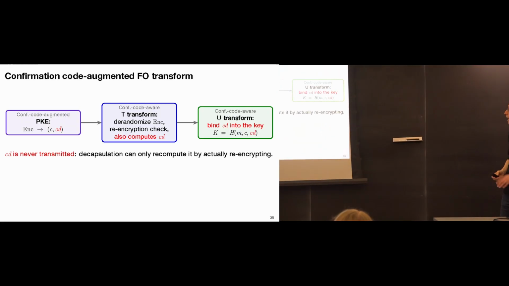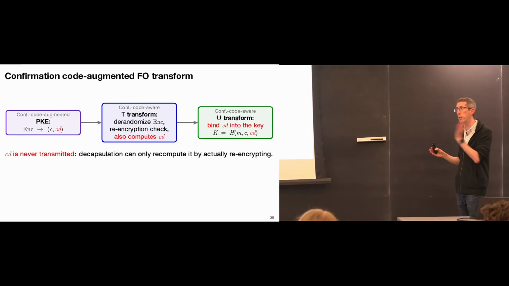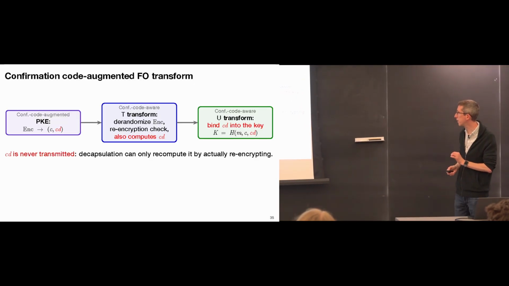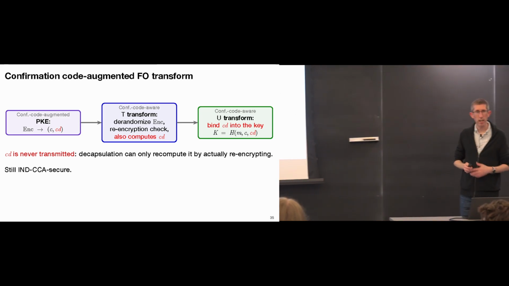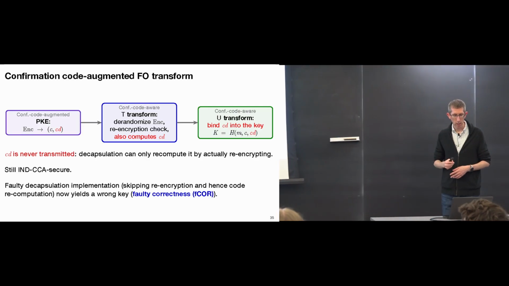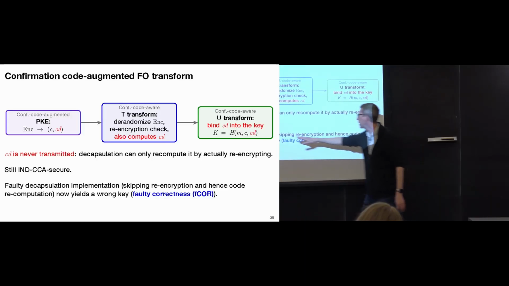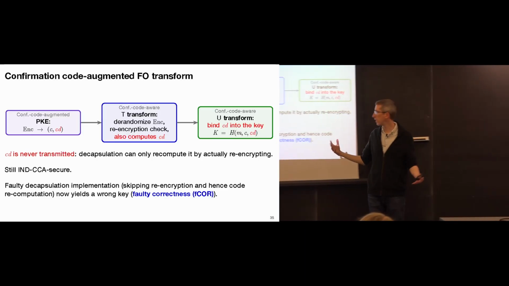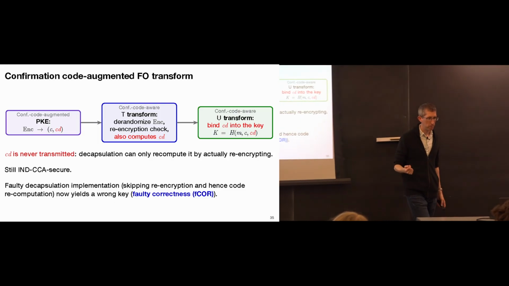All right. You don't have to transmit the code. In fact, you shouldn't transmit the code because we want the recipient to have to recompute it in order to get things correct. All right. This overall composition still gives us our desired security level, chosen ciphertext attack security, but it also results in this new property where a faulty implementation now yields a wrong key. And we have a security notion capturing this called faulty correctness.